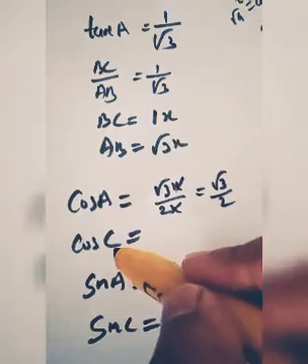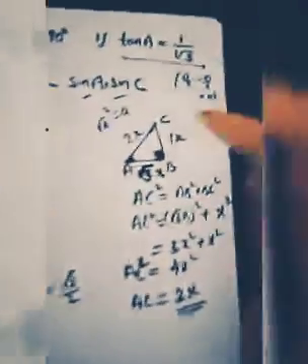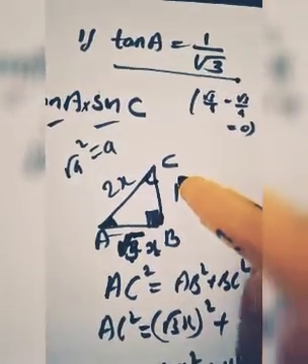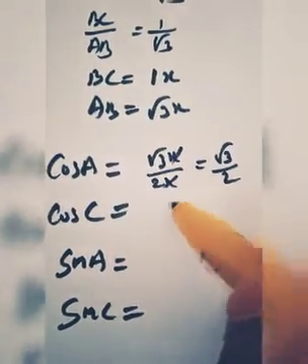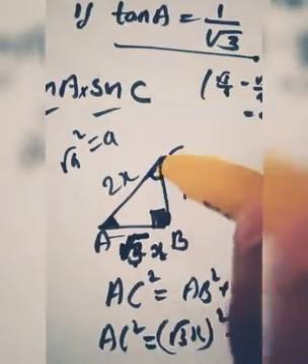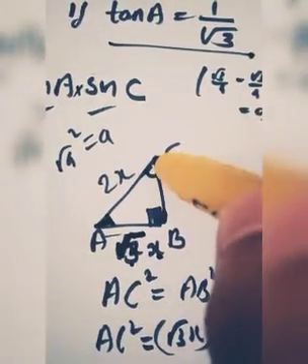Then what will be cos C? This time we are going to apply cos on angle C. What is the equation for cos C? Write that. Adjacent of C by hypotenuse. So this is the angle C. So which is adjacent of C?